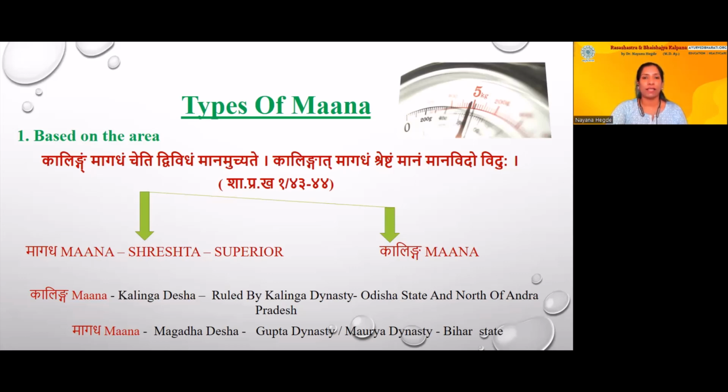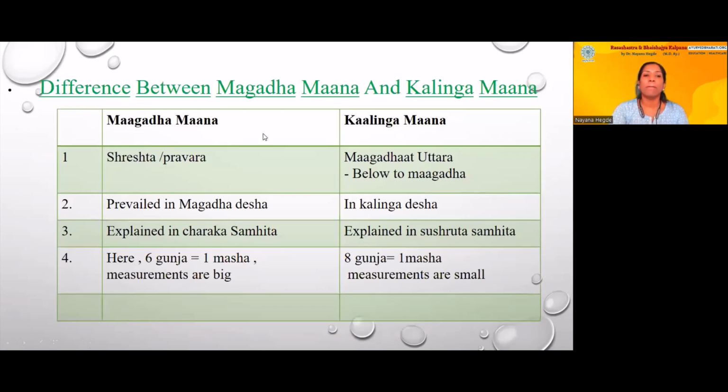Kalingamana and Magadhamana. In that, Magadhamana is considered Shrestha. What is the difference between Magadhamana and Kalingamana? Magadhamana is followed in Magadha Desha. Kalingamana is followed in Kalinga Desha. The Vidwans of Mana, or the experts of Mana, considered Magadhamana as Shrestha and Kalingamana as Magadat Uttara, below the Magadhamana. Kalingamana is explained in Sushruta Samhita, and Magadhamana is explained in Charaka Samhita.